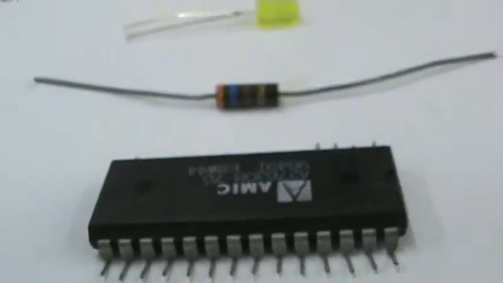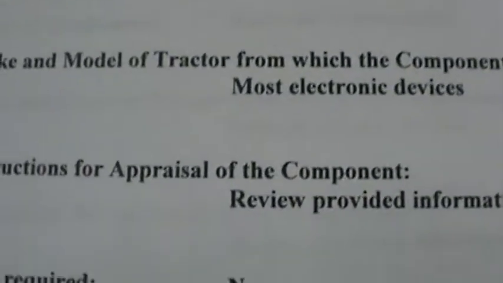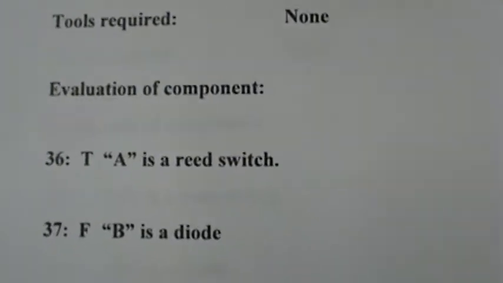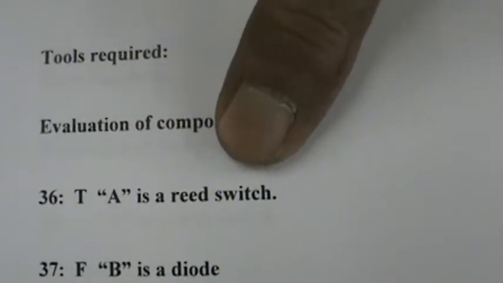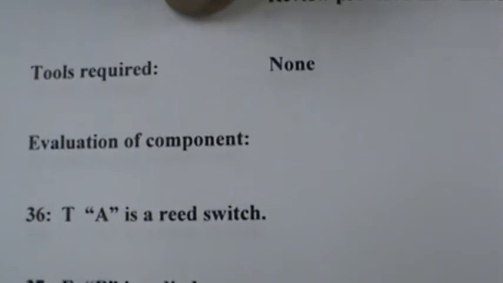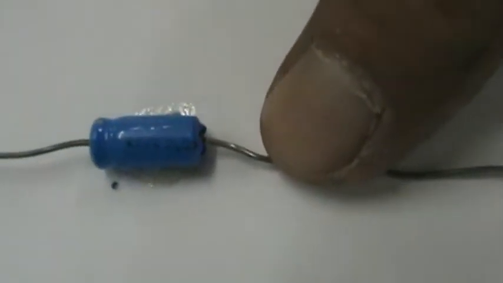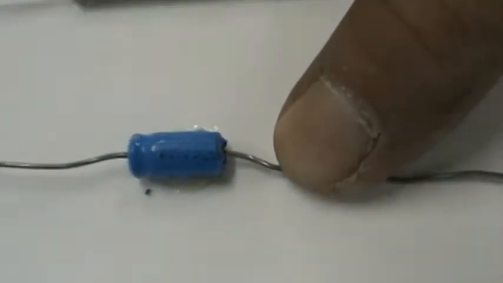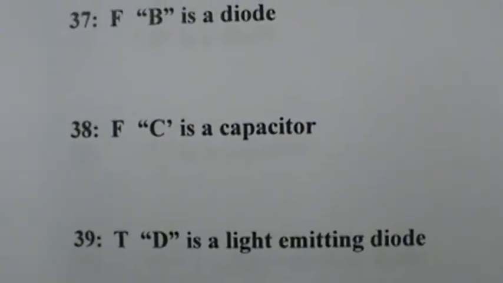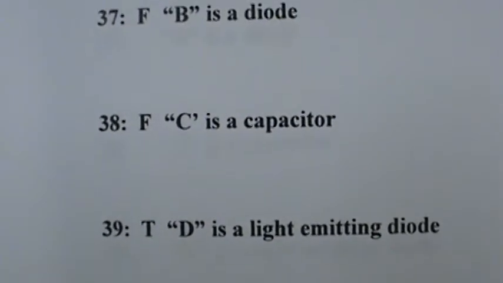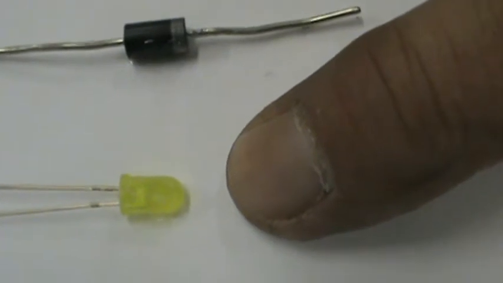So now our questions concerning this is: A is a reed switch. That is true. We already reviewed that. B is a diode. No, that's a capacitor. The next question is: C is a capacitor. That is a diode. And D is a light emitting diode. That is correct. We reviewed that quickly.